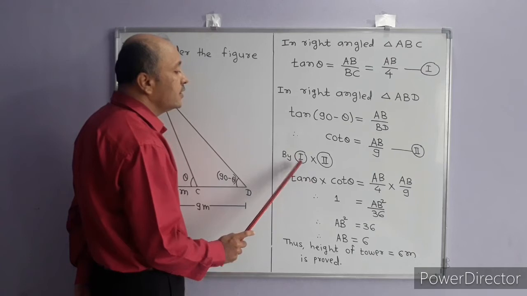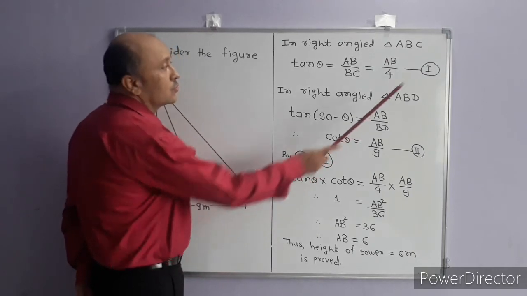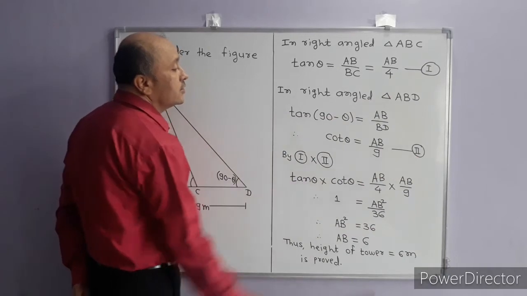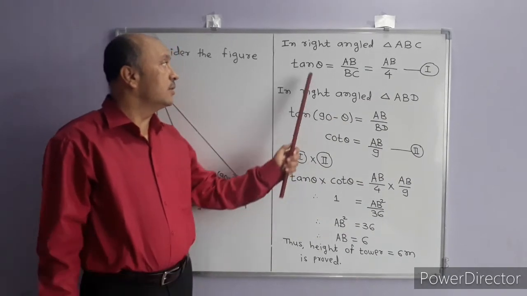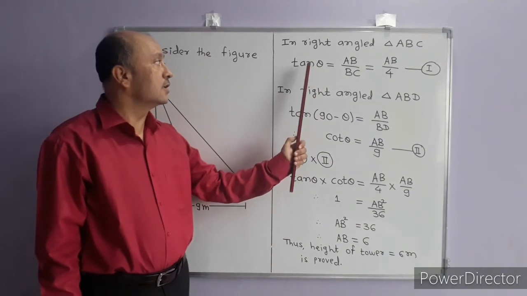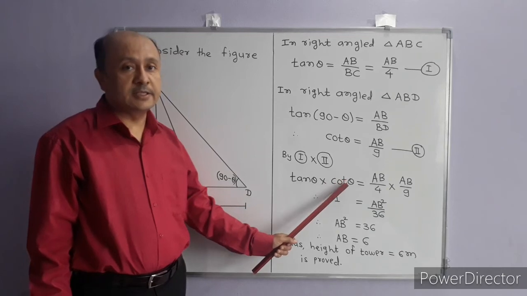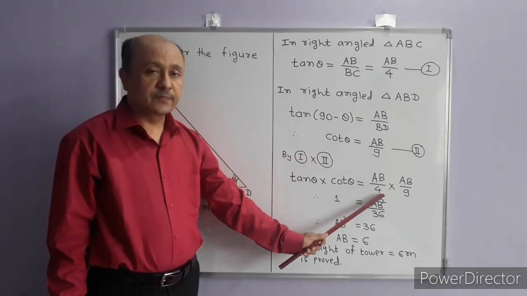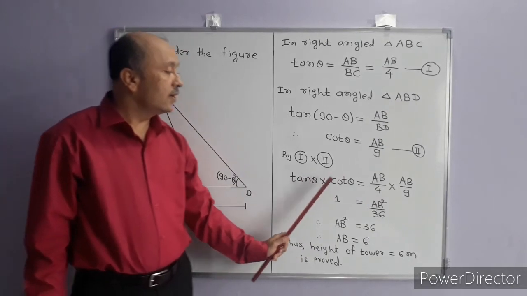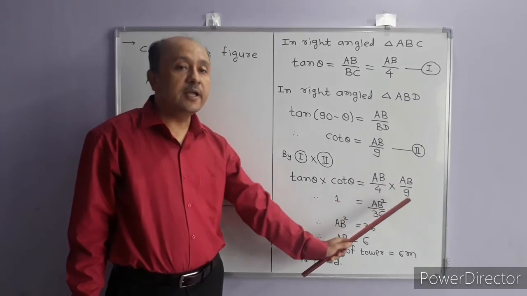Then what we have done here, the simple operation, is equation 1 multiplied by equation 2. So let us take the multiplication. Why have we done the multiplication? Look here, the reason is further on. So tan theta multiplied by cot theta, LHS multiplied by LHS is equal to RHS multiplied by RHS. So tan theta multiplied by cot theta is equal to AB divided by 4 into AB divided by 9.